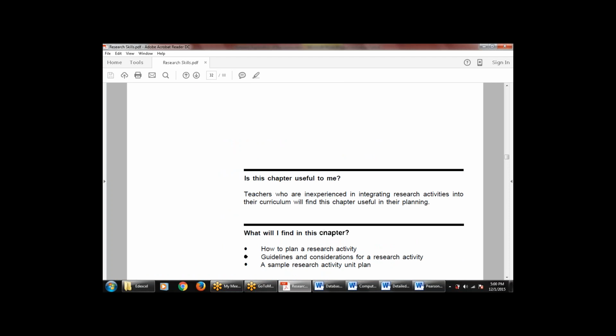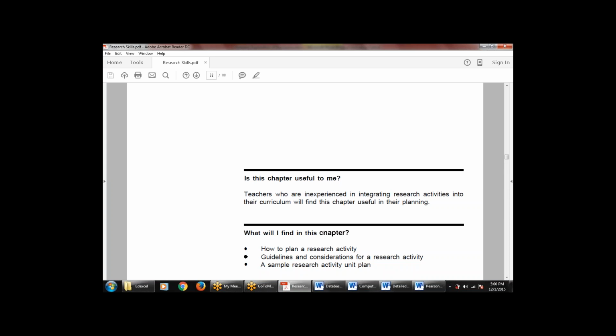That means teachers who are inexperienced in integrating research activity, who are not practically experienced in integrating the various research activities into the various curricula, will find this chapter useful in their planning.